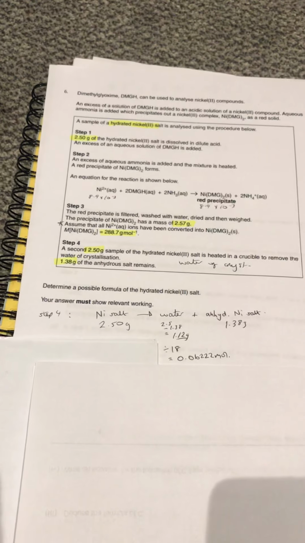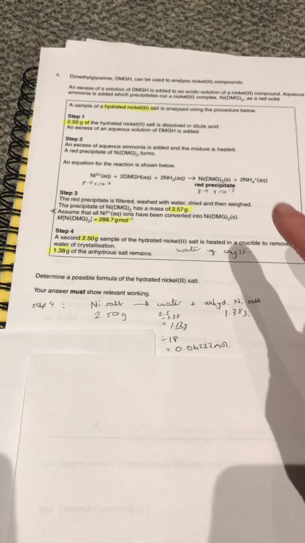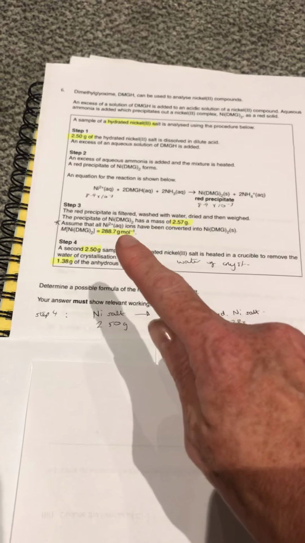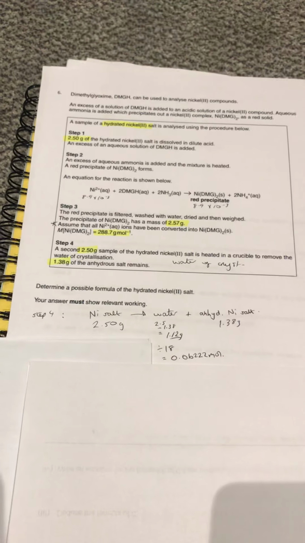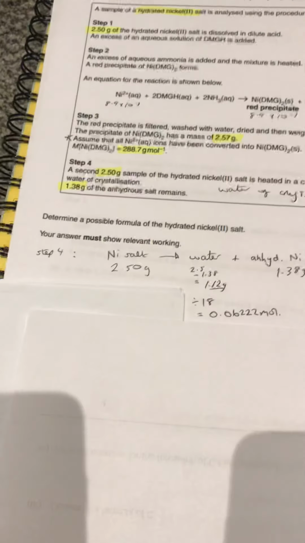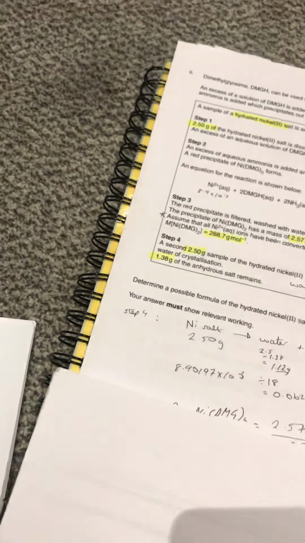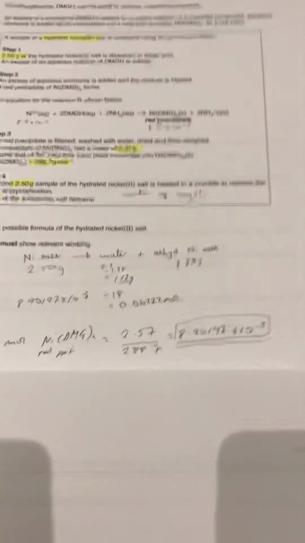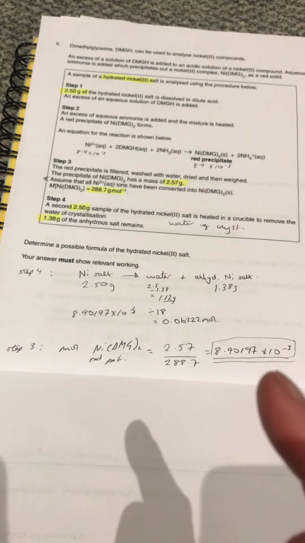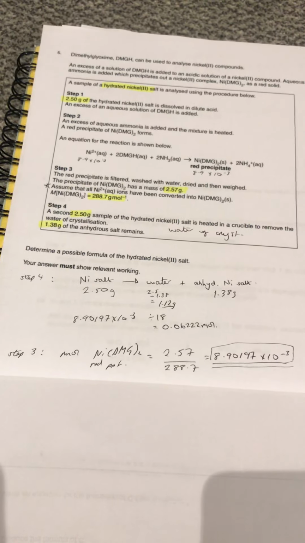So what I've done now is I've gone to step 3 here and used this 2.57 because we've got a mass and we've got an MR, so you can work out a number of moles of the red precipitate. I've done that here. I'm just going to move this down. So you can see that's what this bit here is. 2.57 divided by the MR gives us 8.90197 times 10 to the minus 3, and that is the moles of the red precipitate.